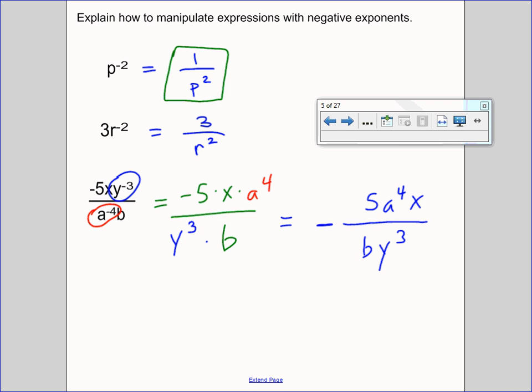So that equals negative 5a to the fourth x over y cubed. Do we see that? So in order to manipulate negative exponents, we'll hop the line and change the sign. Negative exponents don't mean negative answers, they mean reciprocal. Great. Let's go ahead and take care of our homework then.